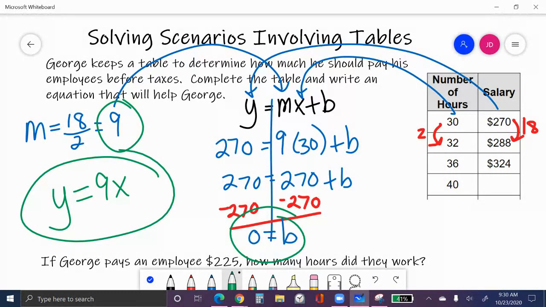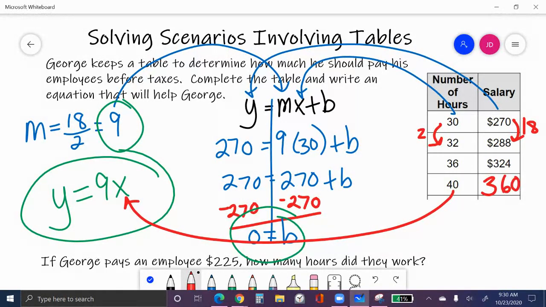Now, knowing that, I can fill out my table by plugging in 40 in for x. 9 times 40 is 360. So that fills out my table. So I have my function rule, I filled out my table. Now, if George pays an employee $225, how many hours did they work?